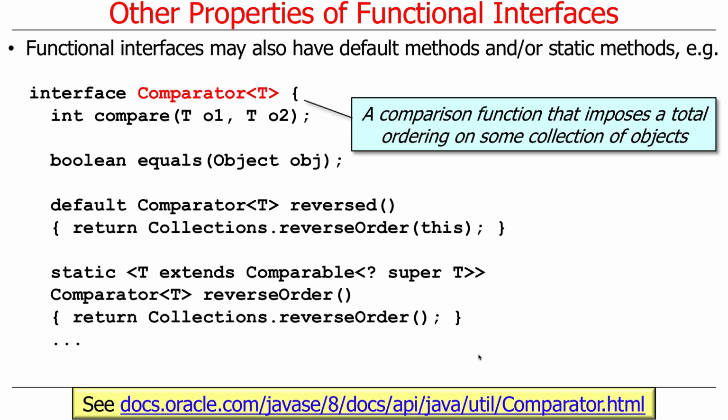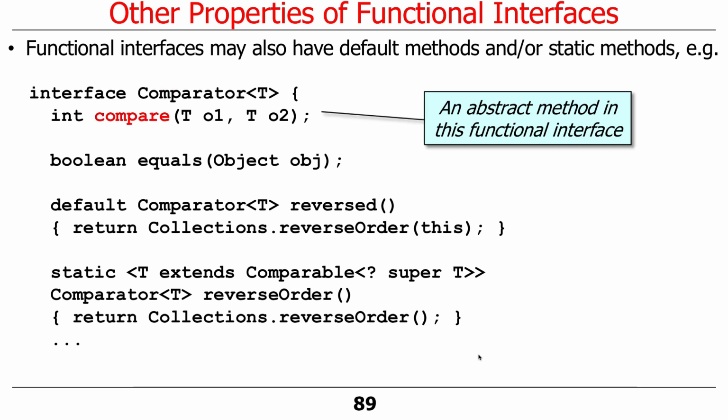So we're going to look at something called comparator. Comparator is a standard Java class library class which defines a comparison function used by various other parts of Java, such as sorting and so on, in order to impose a total ordering on a collection of objects. So you use this whenever you want to compare various elements in a collection to see what their ordering relationships are. So that's what a comparator is.